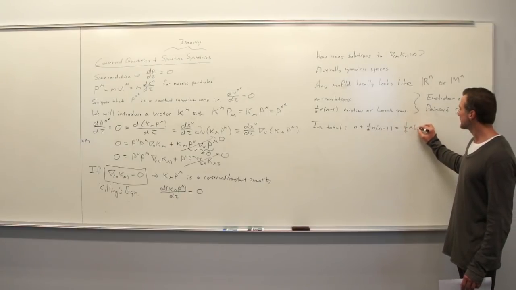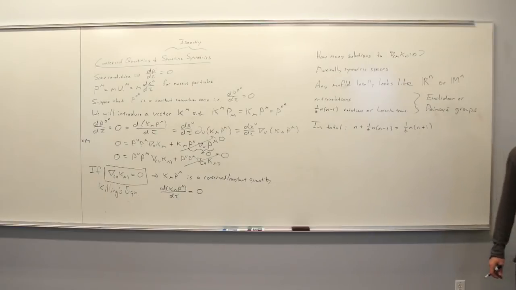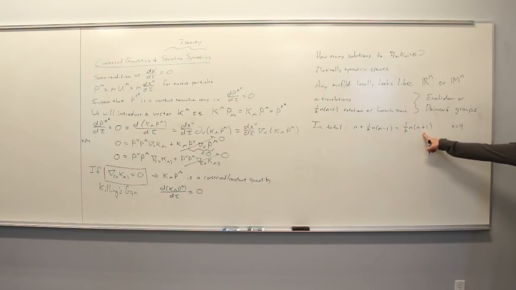Don't worry about it, I'll save you. It's 1/2 n times n plus 1. Okay, let's just do a quick check. If n is 4, what is this, Dylan? I'll give you an easy one. If n is 4, what is this? It's a 10. It's 10.